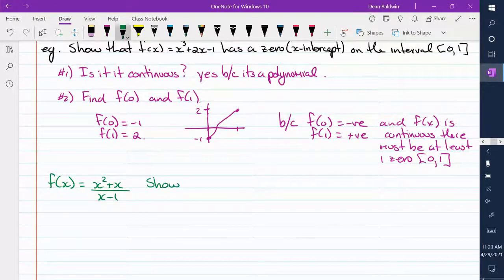Show there is a 0 on the interval -2 to -0.5.